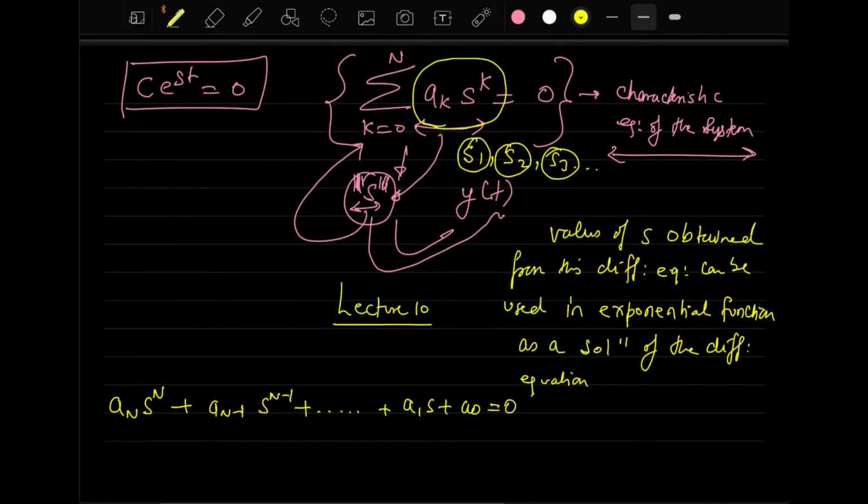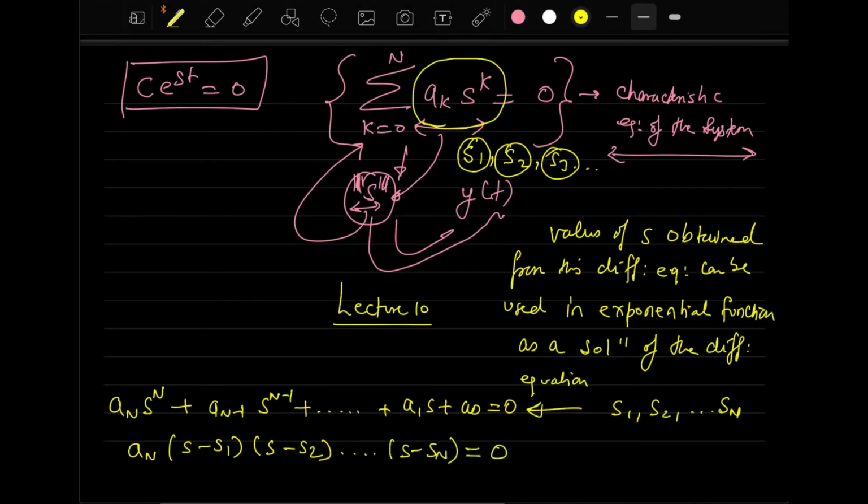So in this format, if s1, s2, s3, till sn are the roots of this equation, then you can write it in this format also, because they are the roots of this equation. So we can write it like this, and from here you can see that s1, s2 till sn are the solutions of this polynomial.